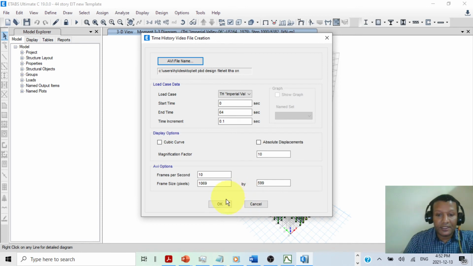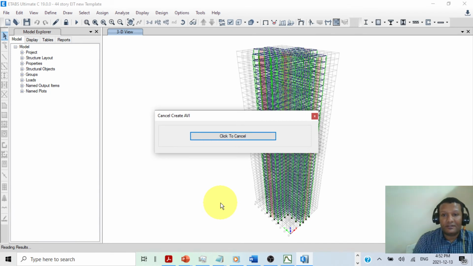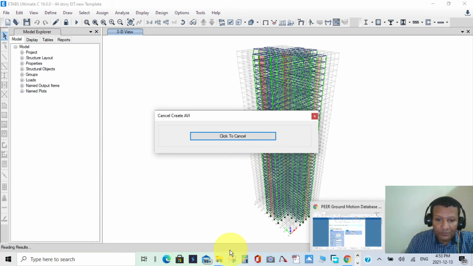Though let me create, because at each time step the shear force, the story drifts, and everything is varying. That is the beauty of time history analysis. That's why it will capture the global and the local responses for each time period as per our matched time history analysis. So it will take time. Until it finishes, let me open some of the videos.